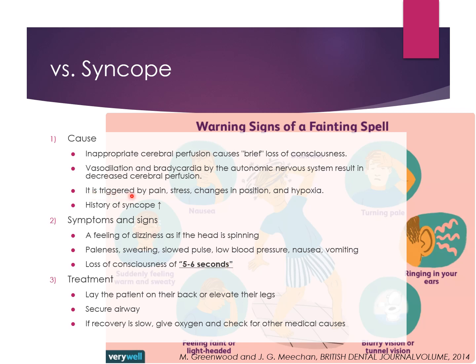It is triggered by pain, stress, changes in position, and hypoxia. The treatment is to lay the patient down or elevate their legs to increase cerebral perfusion. So, do you understand the difference between hyperventilation and syncope? Same cause, like stress or anxiety of dental treatment, but different result and different treatment.